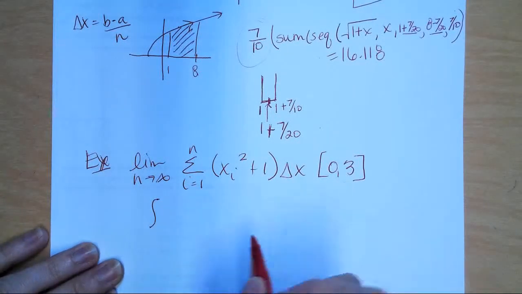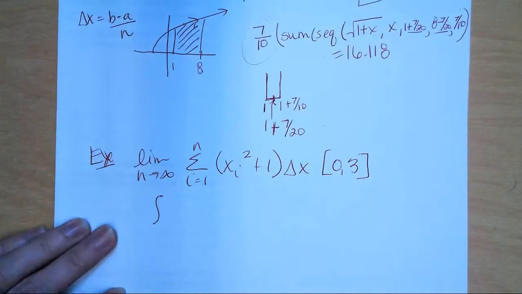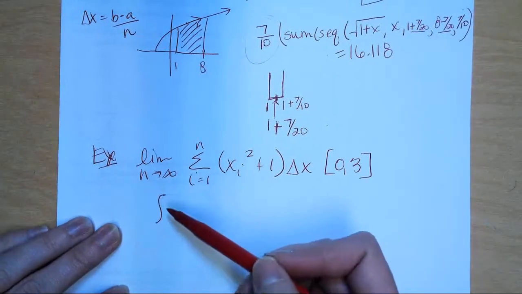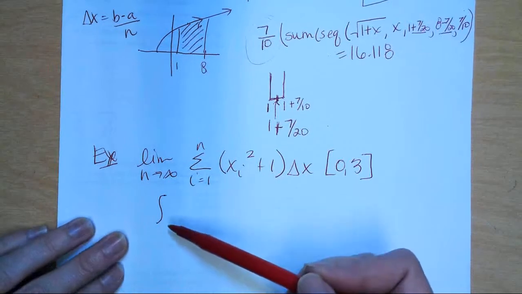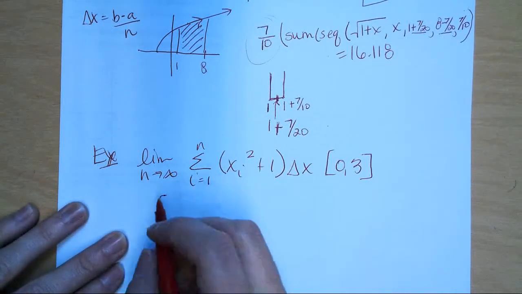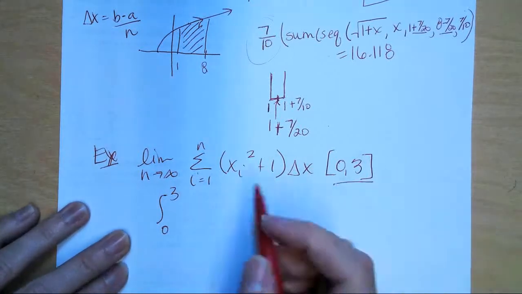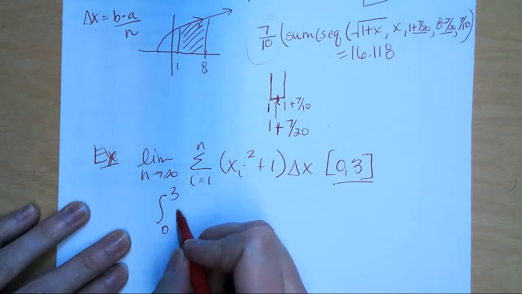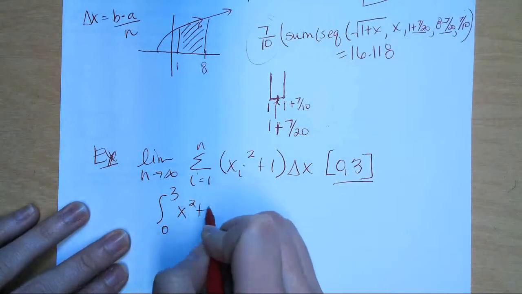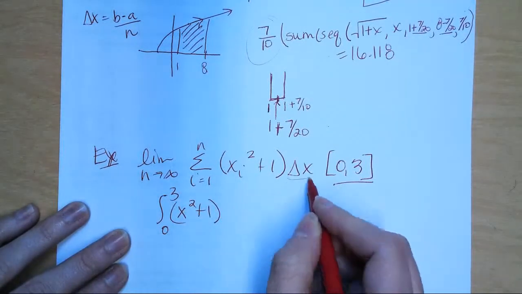So just in this form where we have the integral sign and all of that. So we have the integral. What are the bounds going to be on the integral? 0 to 3, because that's our interval here. Okay, what might our function be? X squared plus 1. And then what do we do about this change in x?